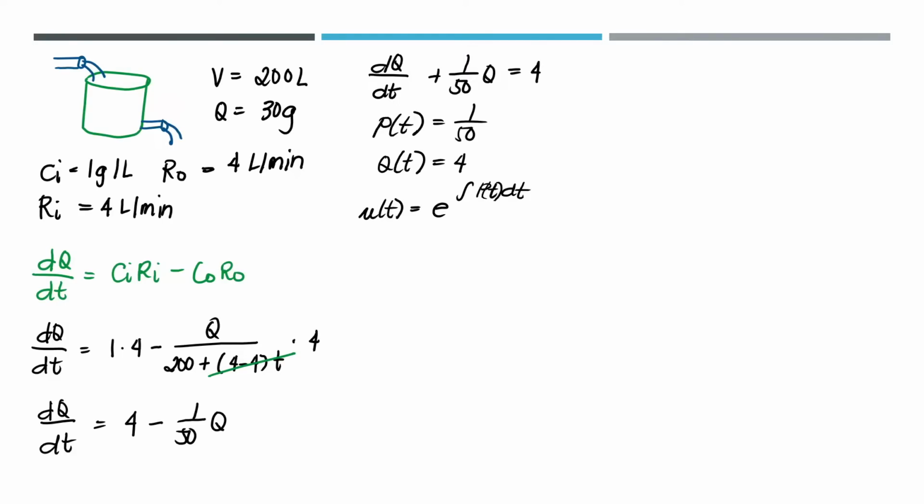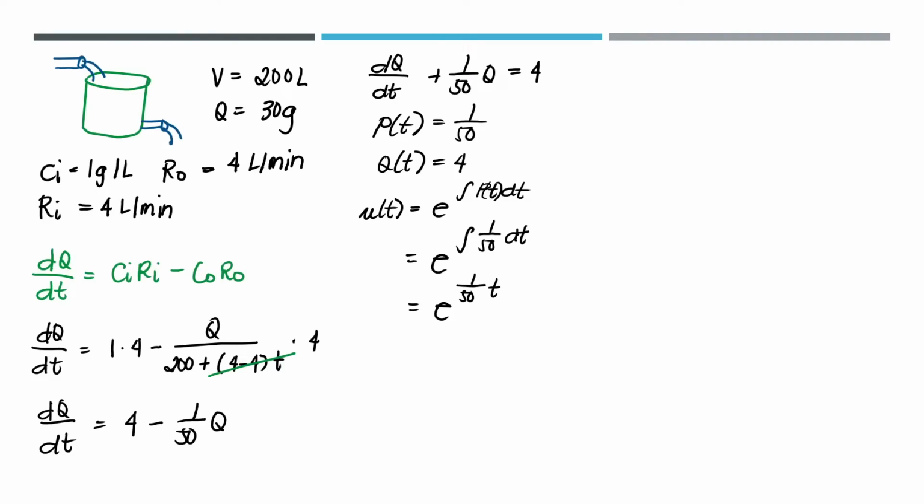So, we have the integral, or rather, e raised to the integral of 1 over 50 dt. We all know that this is equivalent to e raised to 1 over 50 t. That is our integrating factor. So, we can now substitute into our formula.